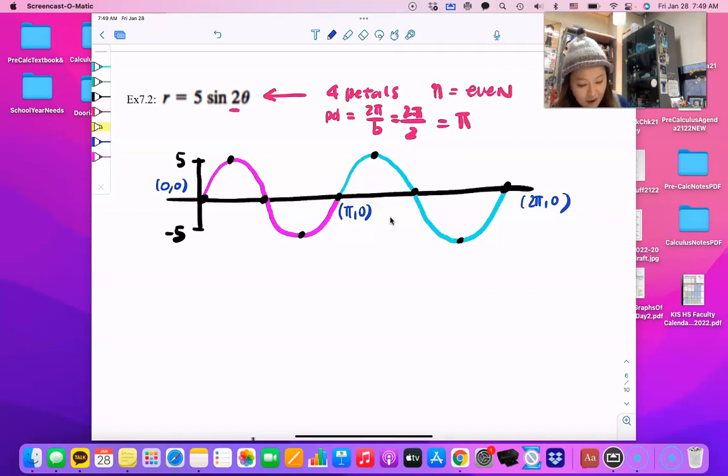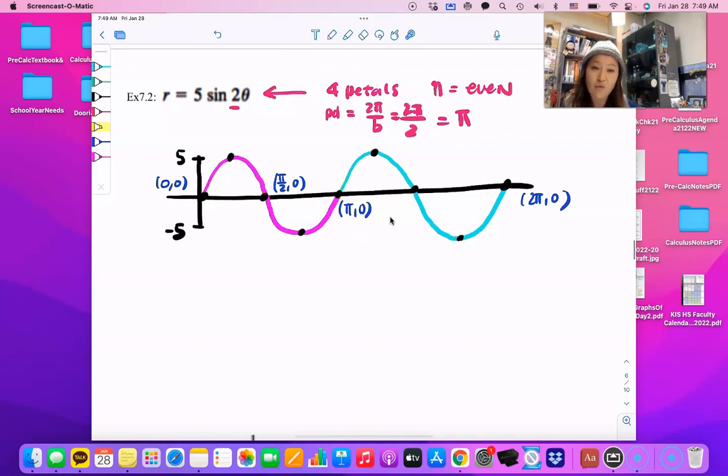What's half of pi? Pi over 2. So pi over 2 and 0. You can see that it's growing every 45 degrees, or every pi over 4, if that makes it easier for you to calculate. So this guy is going to be pi over 4 and 5. What's after pi over 2? It's 3 pi over 4, and it gives you -5.